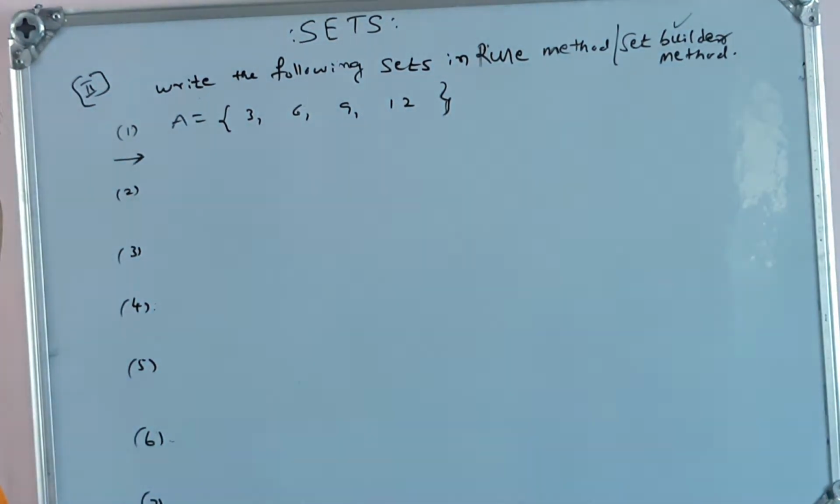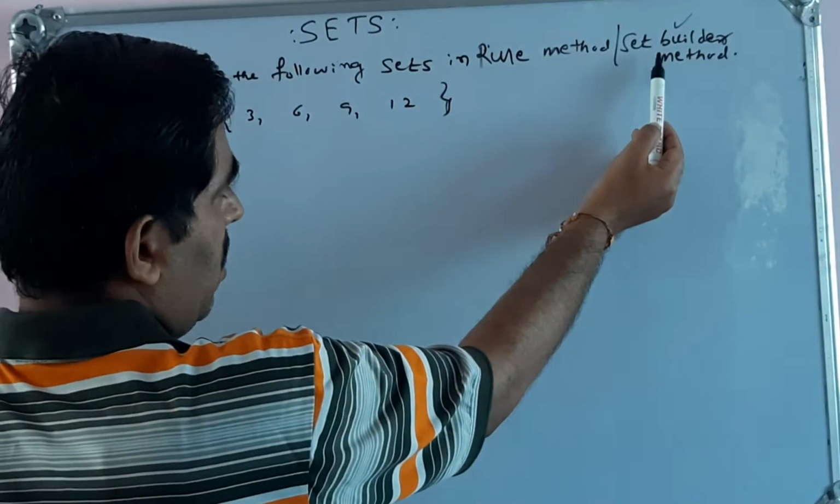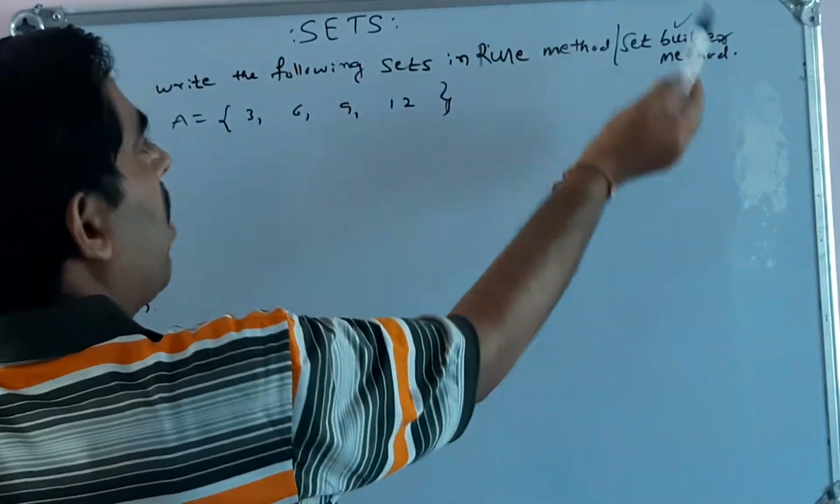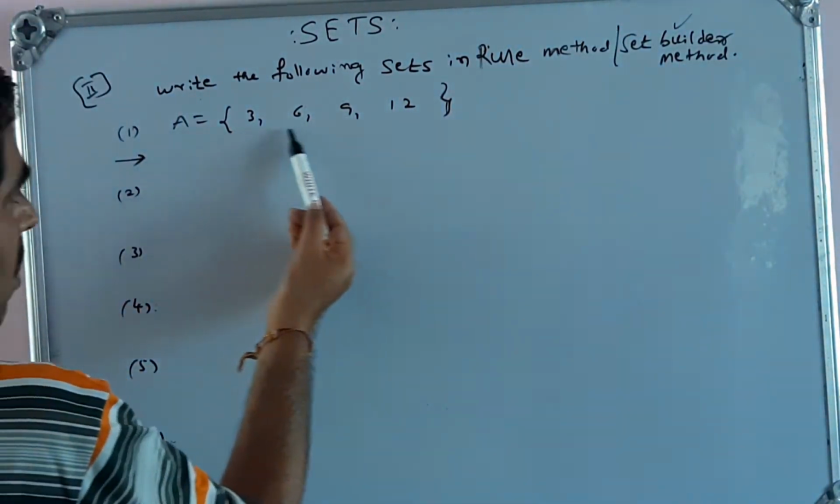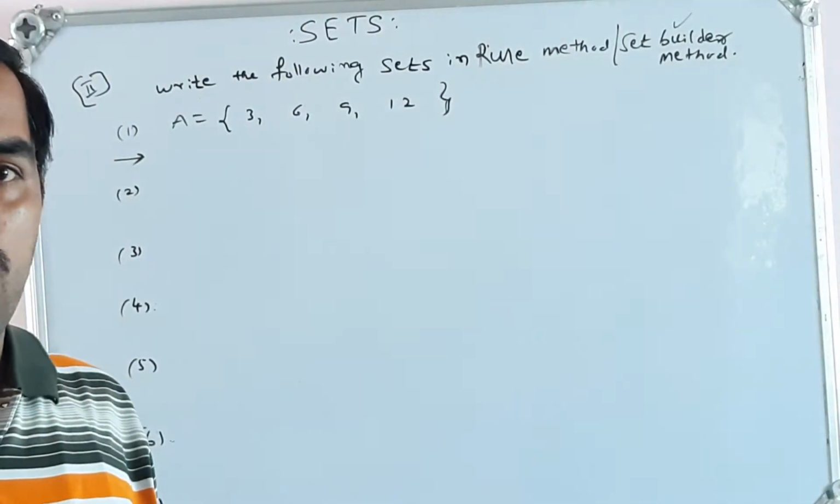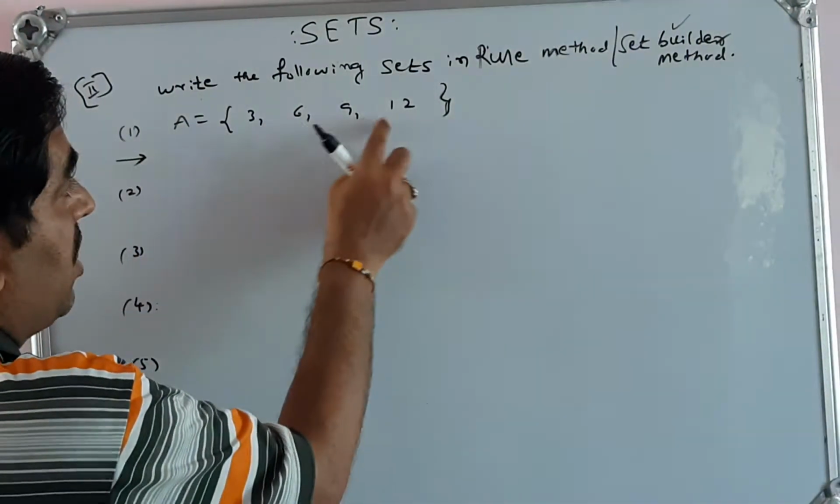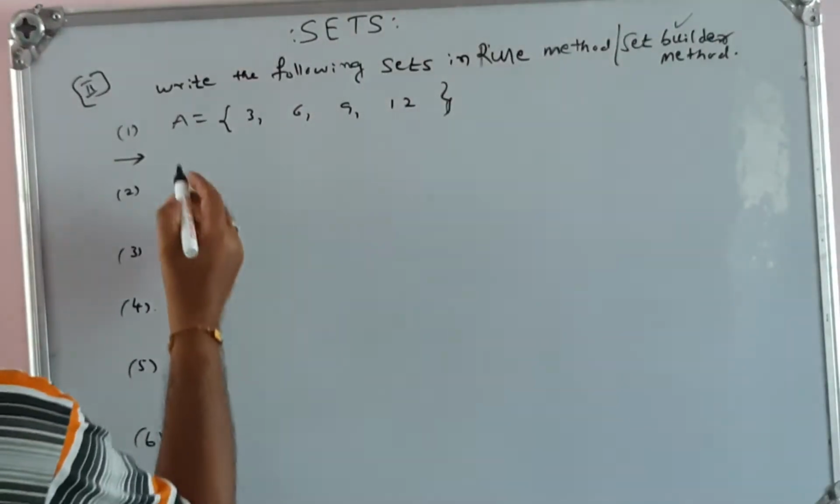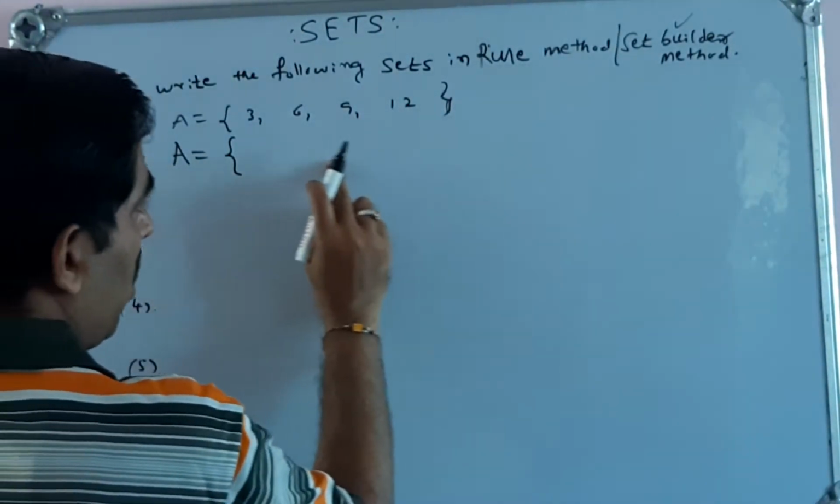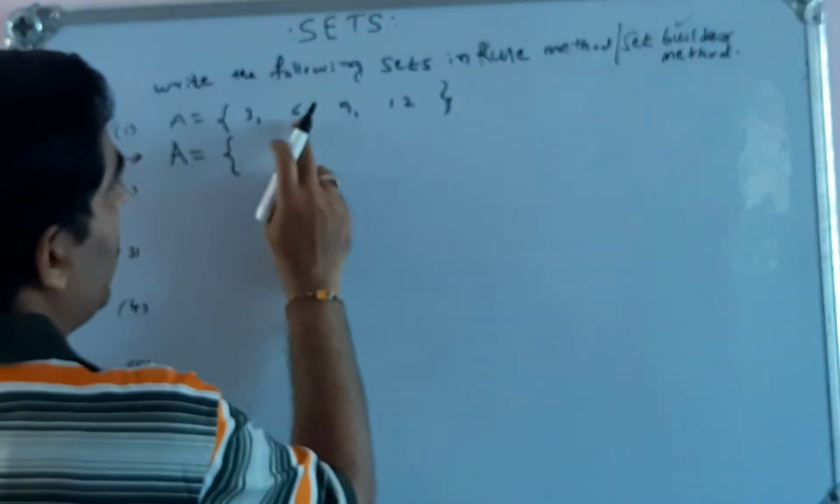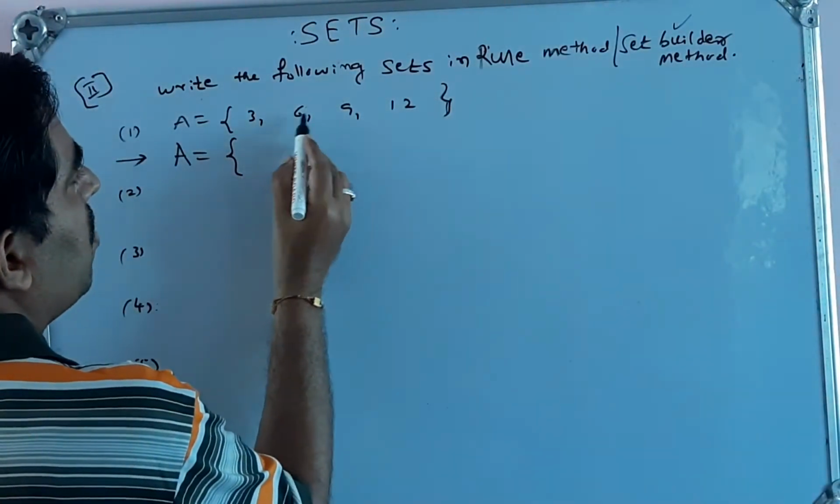So previously, the sets were represented by set builder form, and we have converted them to roster forms. Now roster form is given, and we have to convert them to rule method or set builder. So what is the rule method? Rule method means we have to write the common property satisfied by all the elements of the given set. This is very important here. See, A is equal to, the elements are written here: 3, 6, 9, 12. So observe the elements.